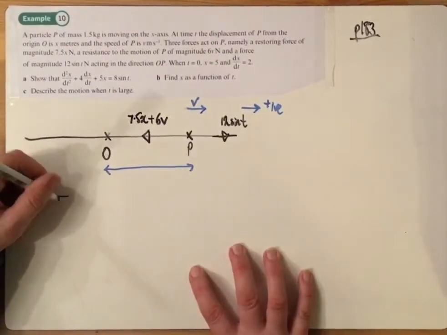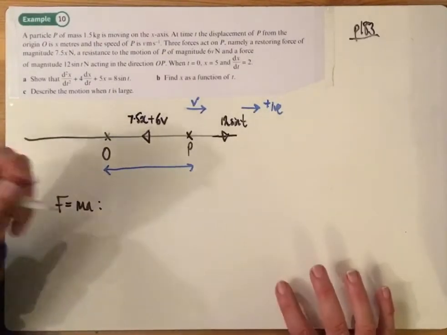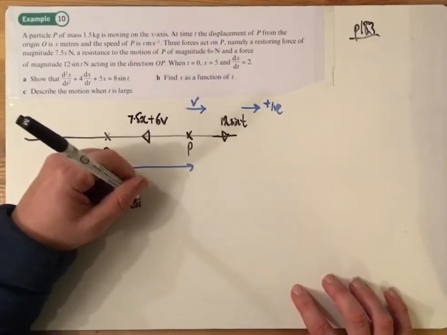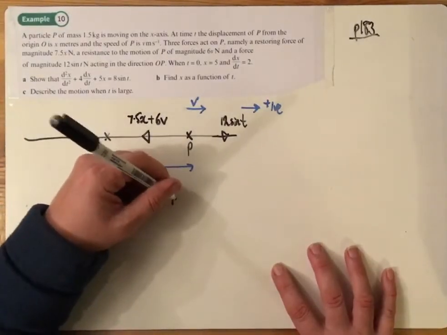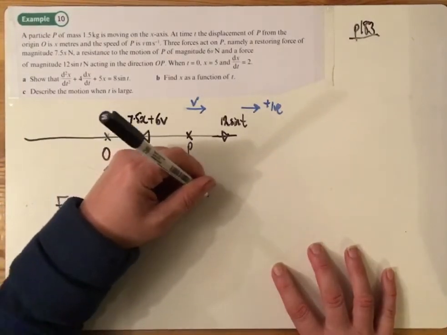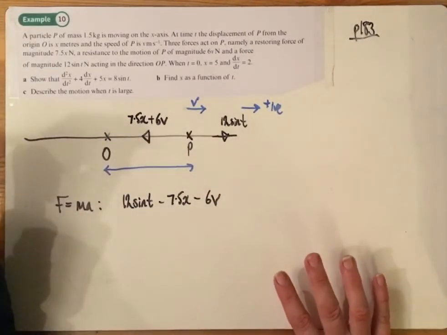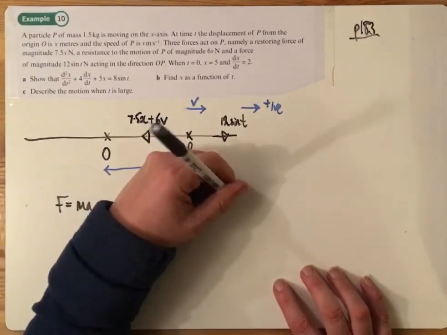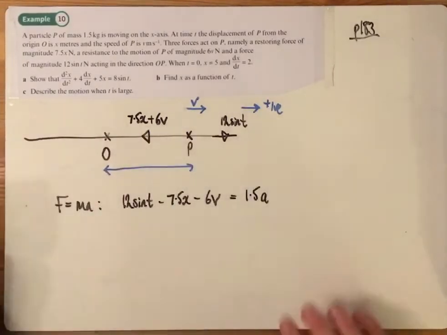Right, so we've got F equals ma, so resultant force. So I have 12 sine t minus 7.5x minus 6v is equal to the mass times the acceleration. So we're basically at F equals ma.